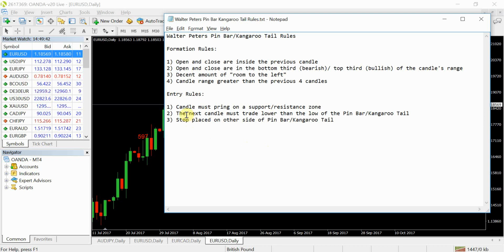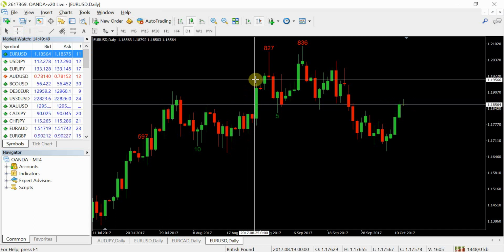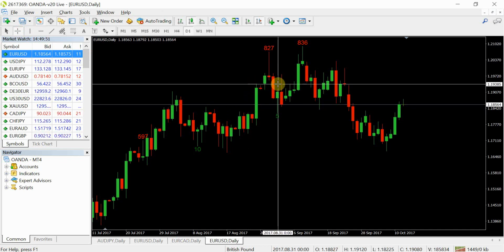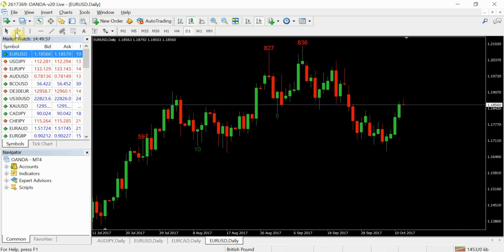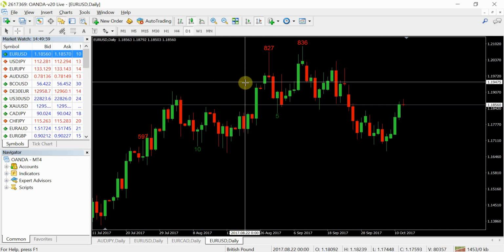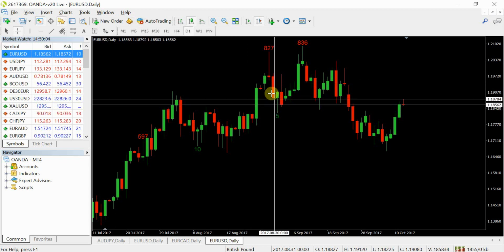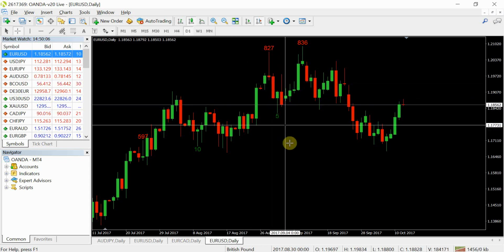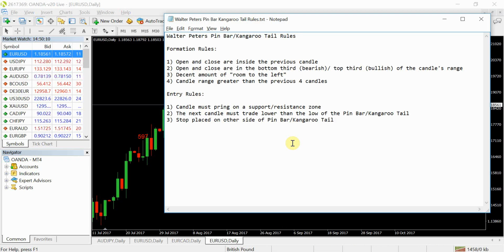The next candle must trade lower than the pin bar or kangaroo tail. So in these two examples here, you can see that the next bar traded lower, so therefore, it would have triggered the trade. Walter likes to put a sell stop a few pips below, and if it gets triggered on that day, then yeah, if it doesn't get triggered, then he would no longer trade that pin bar as part of his rules. Again, his rules, you can read into it how much you want.